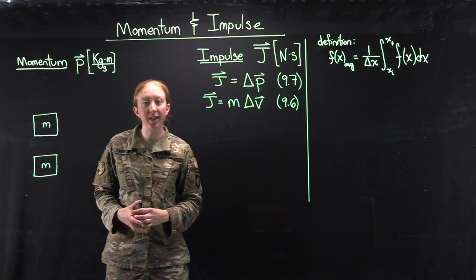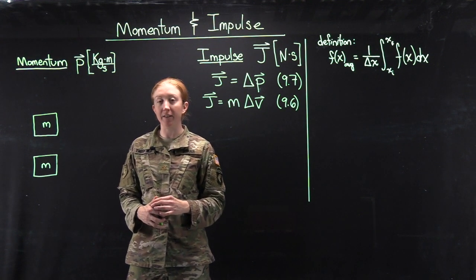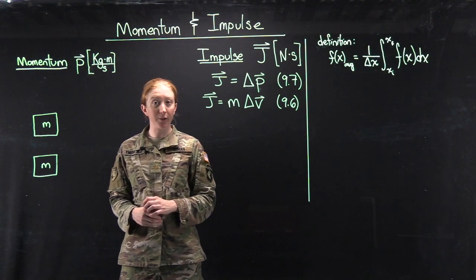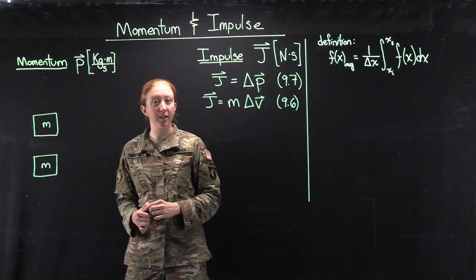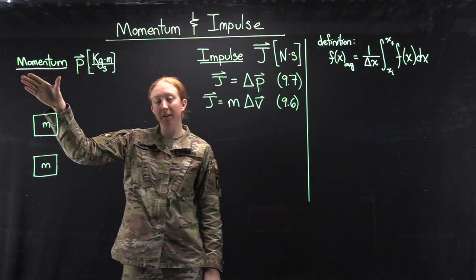We also talked about kinetic energy. How can we describe the motion of an object based on its speed and its mass? We saw that kinetic energy was incredibly useful when we do conservation of energy. But it wasn't the entire picture, and that's why we're going to talk about momentum.